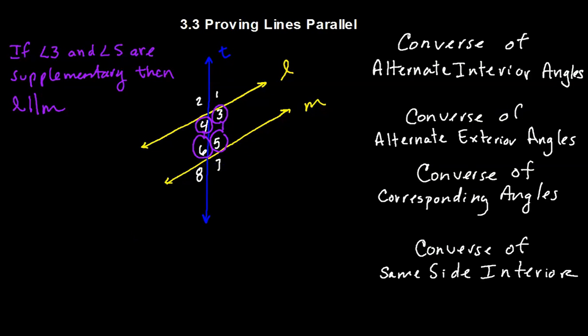Same thing with 4 and 6. You would write the same thing, except you would say angles 4 and 6. If 4 and 6 are supplementary, then you're proving that lines L and M are parallel. So that's called the converse of same side interior. So let's go now to your notes.